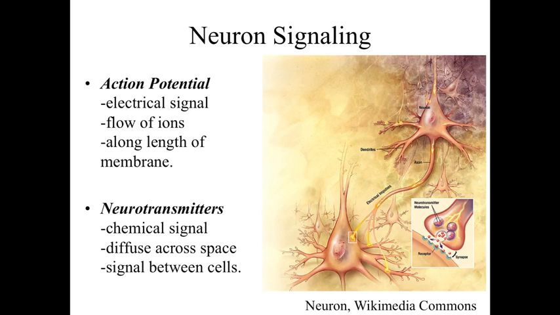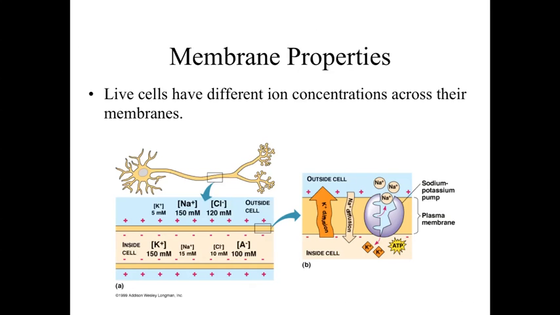And so we've got to have the ability to convert our electrical signal into a chemical signal, which then can diffuse across the space, activate that next cell, that target cell, and then convert that signal back into an electrical signal. And so that's the basis of neuronal functioning, the neurophysiology.